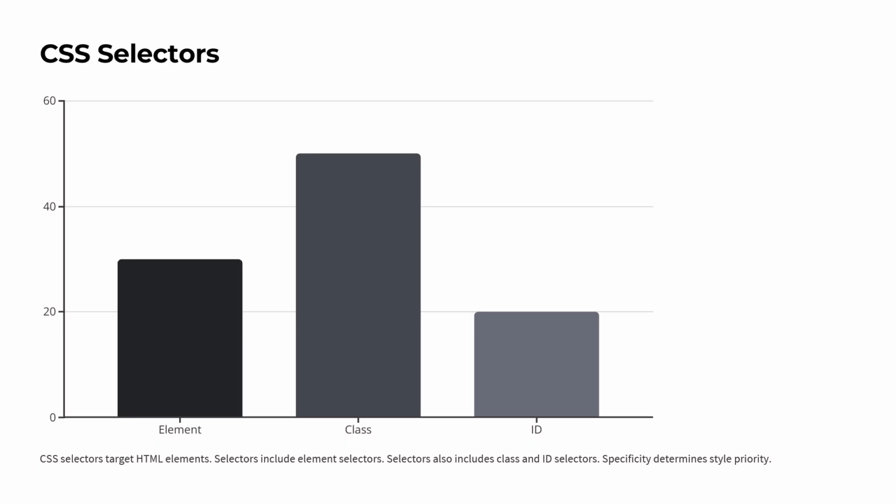CSS specificity determines which styles take priority when multiple rules apply to the same element. Inline styles have the highest specificity, followed by ID selectors, class selectors, and finally, element selectors. Understanding specificity helps ensure that styles are applied as intended without unexpected conflicts. By mastering CSS selectors, developers can efficiently style web pages, creating structured, visually appealing, and well-organized designs.